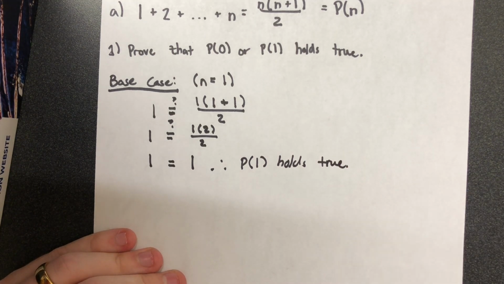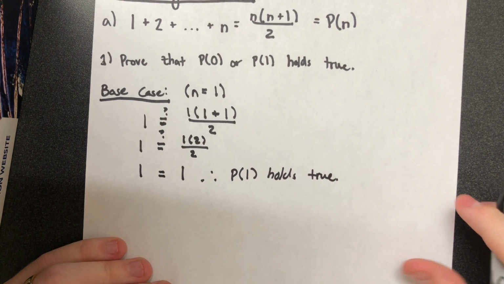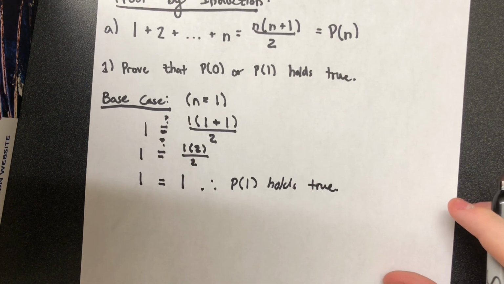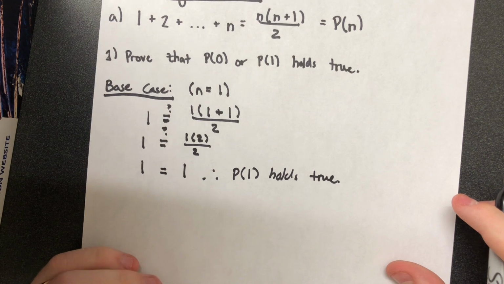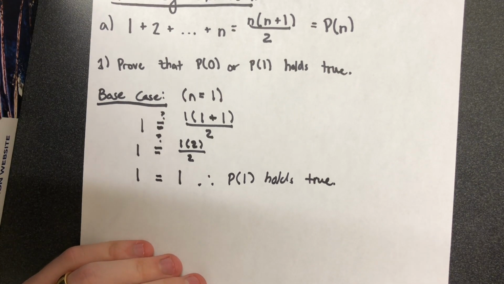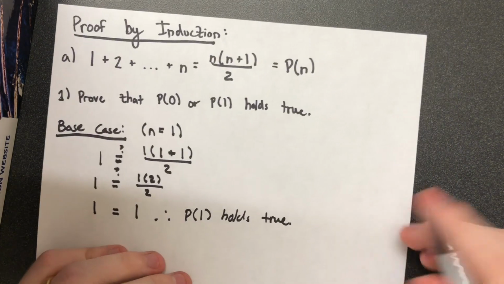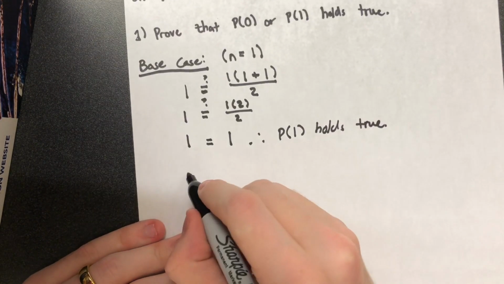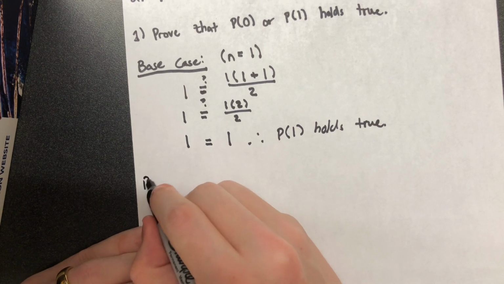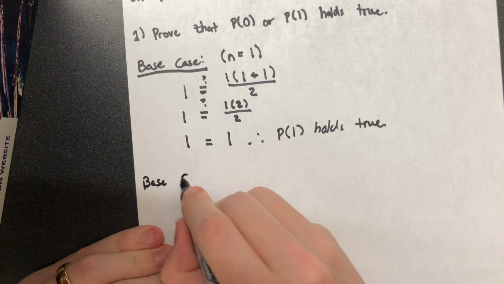I'm going to go through all the formal notation and everything on how to actually write the proof. So you may see some notation that you haven't seen before, and that's fine. We'll go through it as we go. So let's actually prove P of 0 real quick. Let's see if that will also hold true.